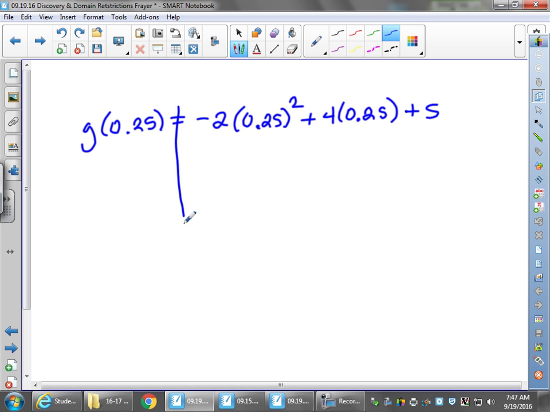So let's do this again. What has to come first? The exponents. We have to square this first. So that literally means leave negative 2 alone. What's 0.25 squared? Say it again. 0.125. What's 4 times 0.25? Those of us who didn't get this, let's get those calculators going. Try it right now. If you need to borrow one of mine, they're back here.